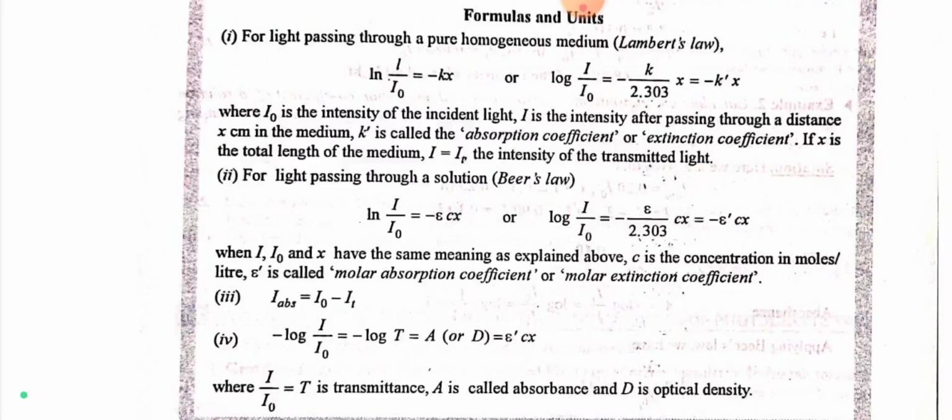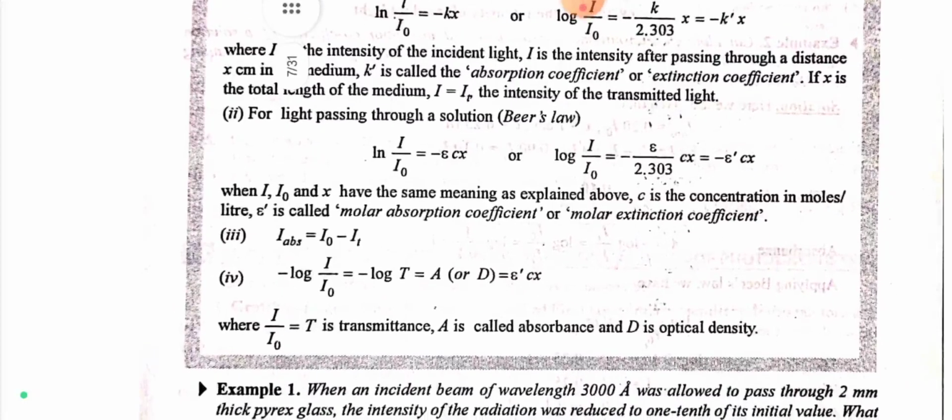Third, I absorbed = I0 - It. Fourth, -log I/I0 = -log T = A or D = ε'cx, where I/I0 = T is the transmittance, A is called the absorbance, and D is the optical density.